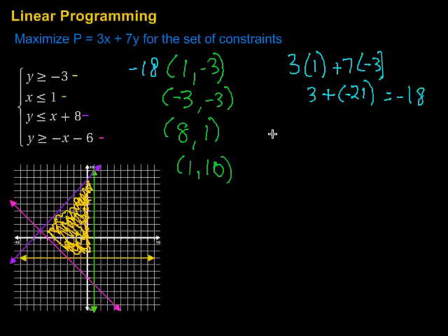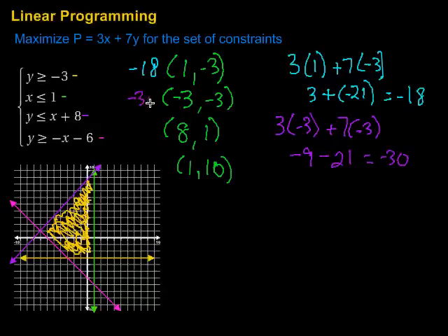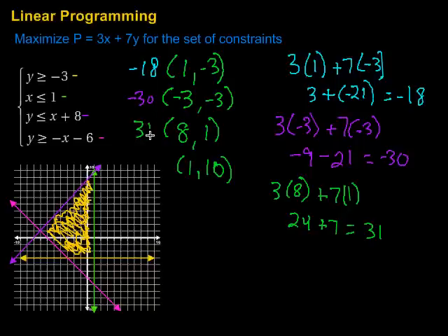Let's take the next one here. Go ahead and put in negative 3 and negative 3. So we have 3 times negative 3 plus 7 times negative 3. There we have negative 9 minus 21, which is going to give us negative 30. So that's my value for that one, negative 30. Then I'm going to put in this one, 8, 1. So put in 8, 3 times 8, plus 7 times 1. Three times eight, of course, is 24 plus seven, which gives us 31. All right, so we've got that.